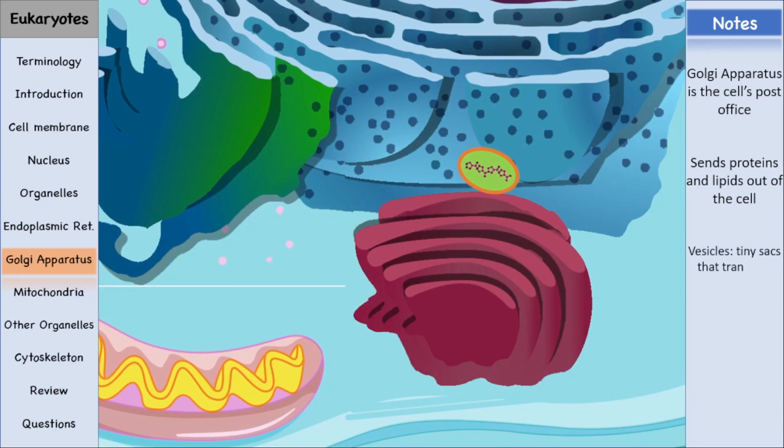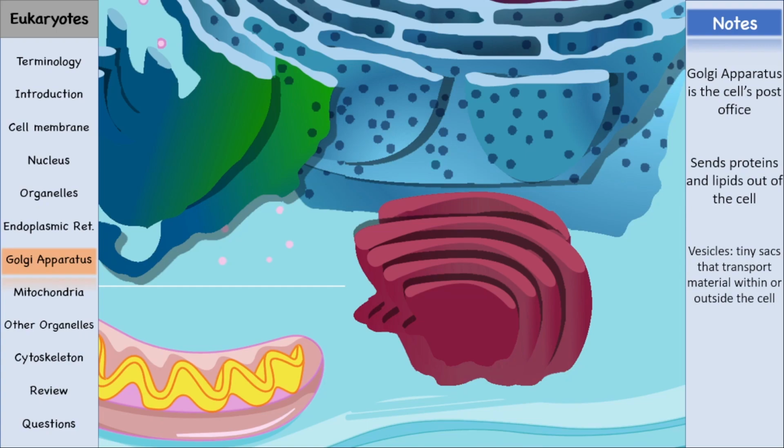in vesicles to the post center, the Golgi, which will make the last modifications to the molecule and then send it outside the cell with exocytotic vesicles. This is the function of the Golgi apparatus.